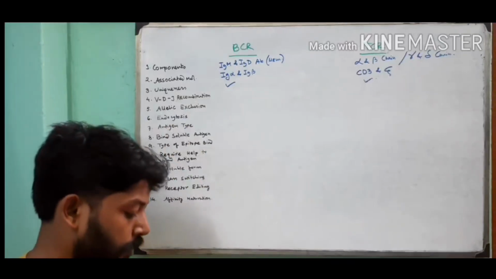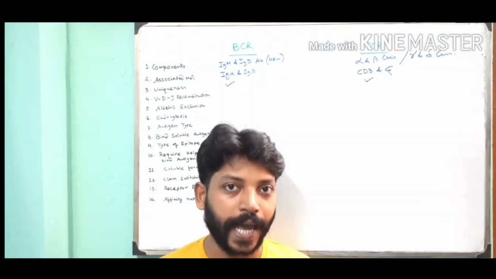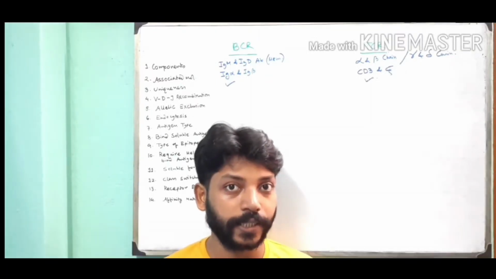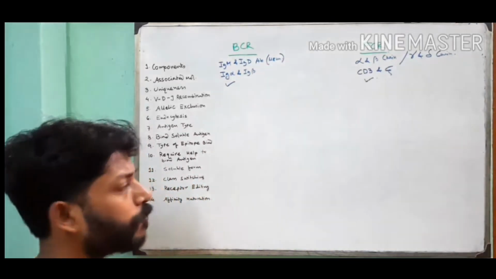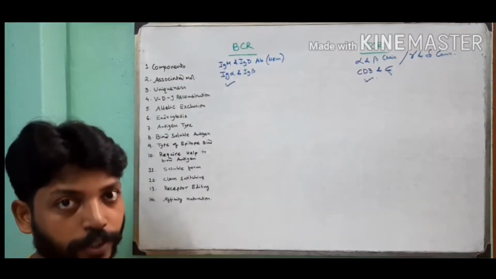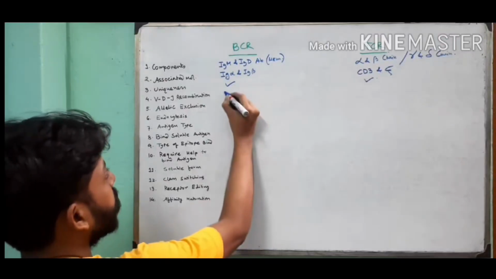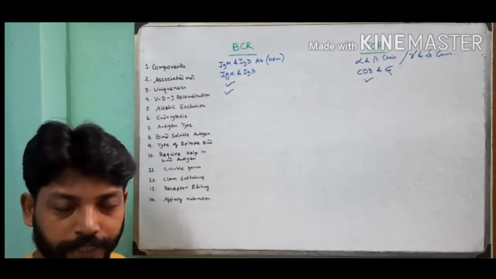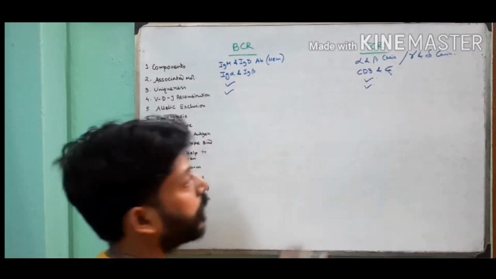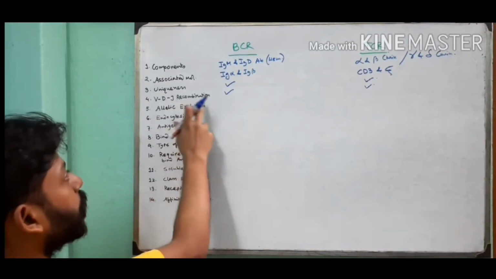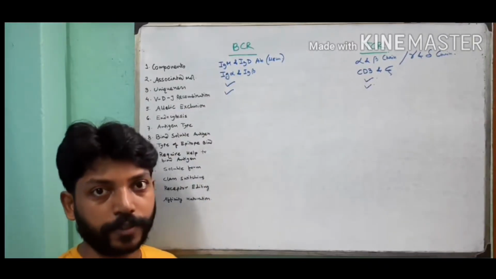VDJ recombinations. As I have mentioned, if I have 10 million B cells or T cells, I have 10 million B cell receptors or T cell receptors. That means a diverse number of B cell receptors and T cell receptors. Where does this diversity come from? A process called VDJ recombinations or somatic recombinations occurs in B cells for the B cell receptor production, and a diverse set of T cell receptors is also produced by this VDJ recombinations. So both the B cell receptor and T cell receptor go through this process.